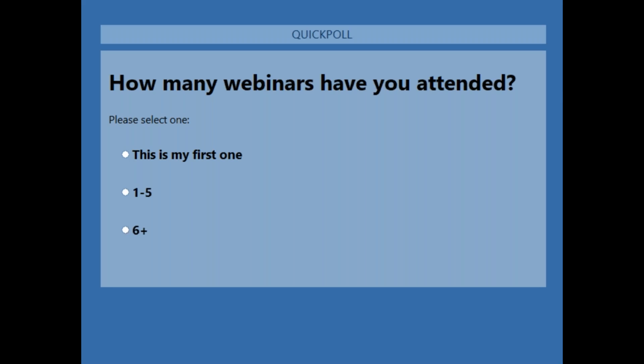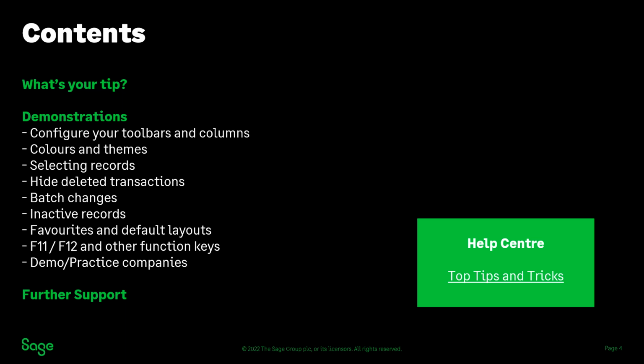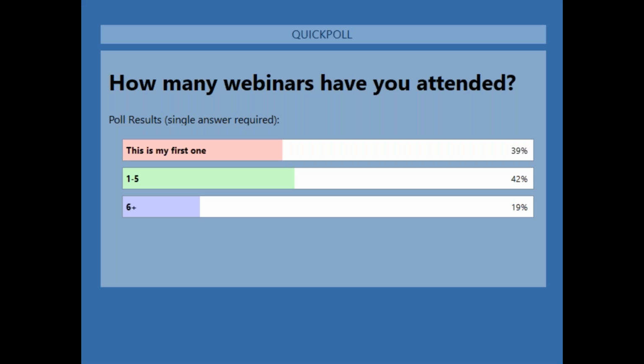Okay, so we've got just over 80% of you voted there. So I'll just close that and I'll share the results with you as well, just so you can see that. You can see 39% of you attending for the very first time today. Hopefully you'll come back for some more to join the other 61%. So 42% 1 to 5, and obviously 19% of you 6 or more.